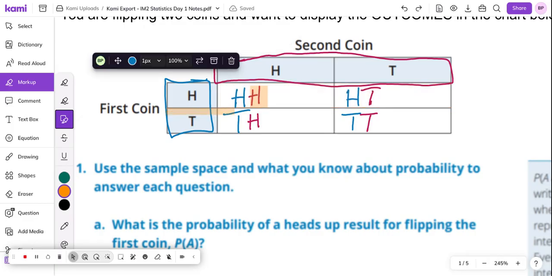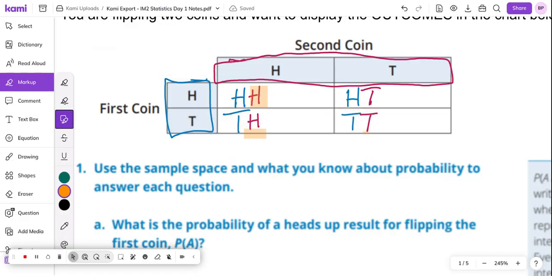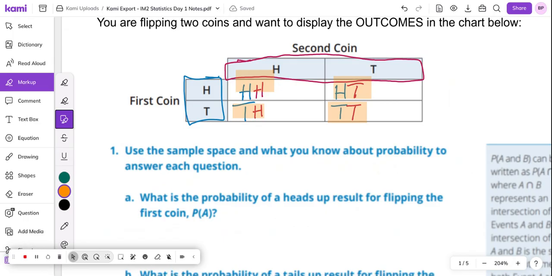Now this second row here, it's kind of like a Punnett square, right? If the first coin lands on tails, your possibilities for the second coin could be heads or it could be tails. So if the first coin you flipped landed on tails, you could go tails, heads, and then tails, tails. These are all of the possibilities. There are only four.